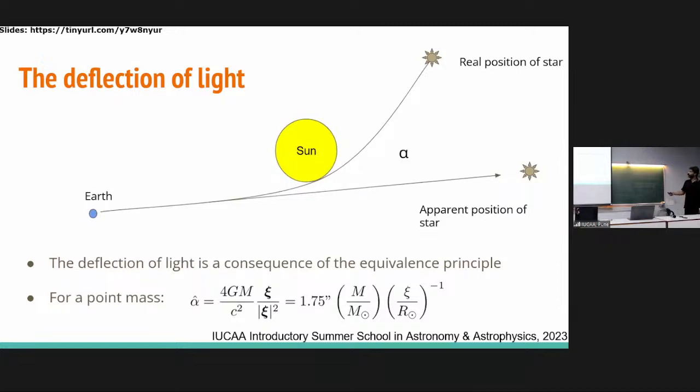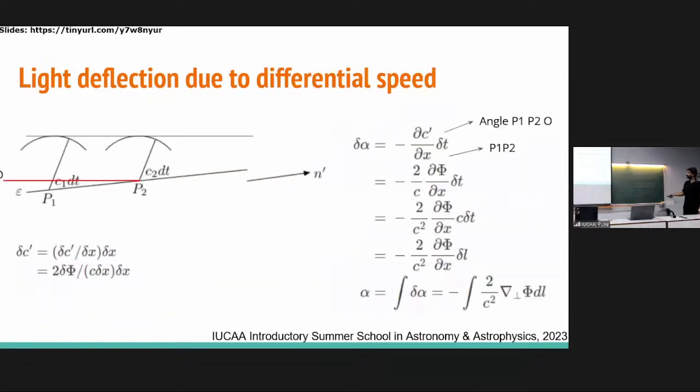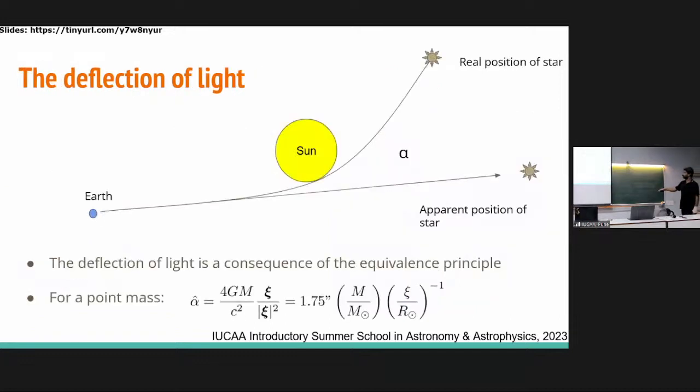Okay? So this deflection of light, as I said, is a consequence of the equivalence principle. For a point mass, you can actually carry out this particular integral, and you can show that this alpha is given by 4GM by c square divided by the impact parameter. Impact parameter is how far away the light travels from this particular mass.